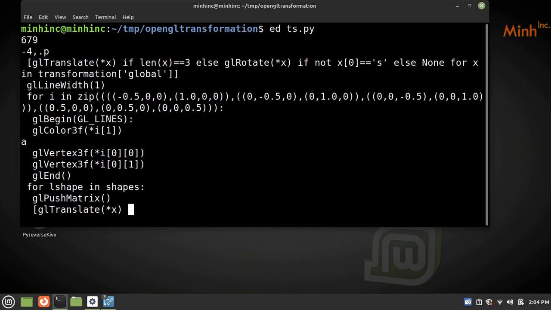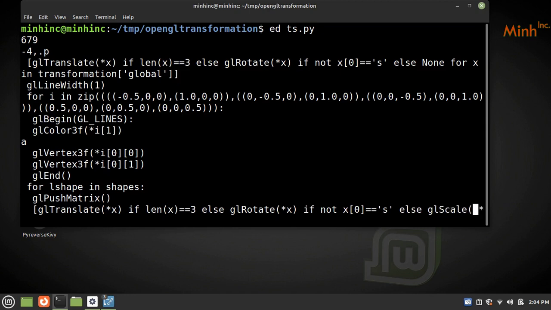Star x if len of x equal to 3, else glRotate star x if x[0] equal to 's', else glScale. So we'll scale star x from 1, glScale from 1 onwards.